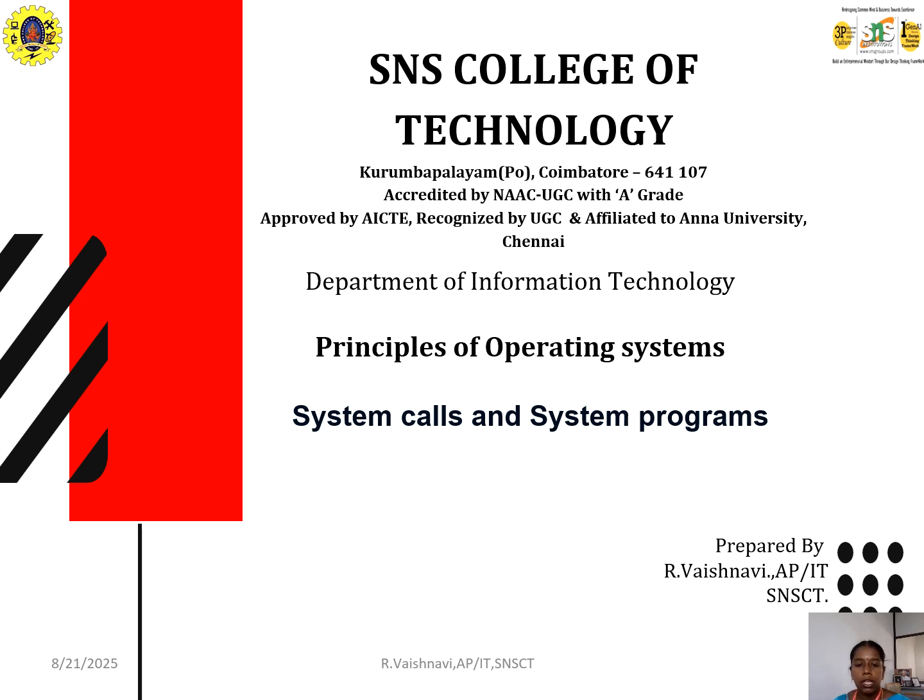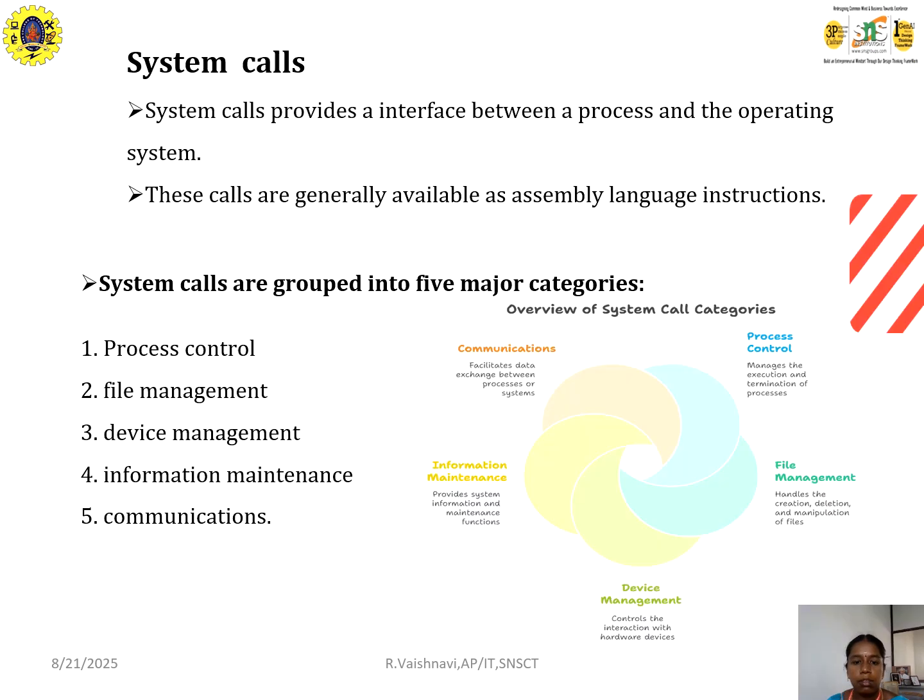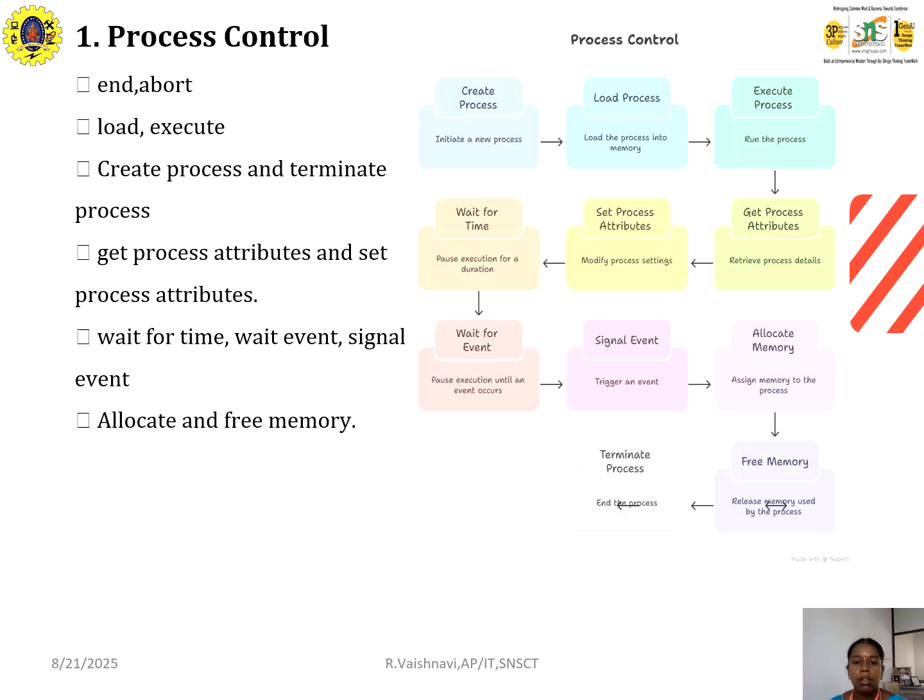Now we are going to see about the system calls and system programs in operating systems. System call provides an interface between the process and the operating system. These are generally available in assembly language instructions. Here we grouped the system calls into 5 major categories, that is process control, file management, device management, information management and communications.